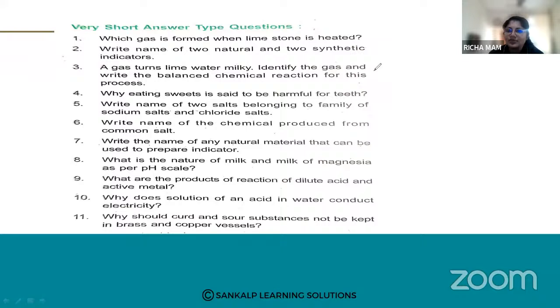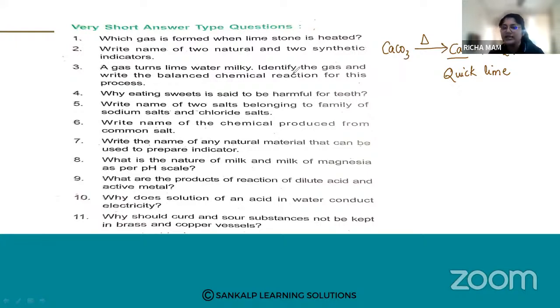Yes, students. What is limestone? Limestone is calcium carbonate. This is the formula for limestone. So when calcium carbonate is heated, what do you get? You get calcium oxide, and carbon dioxide gas is released. This calcium oxide is also called quicklime.